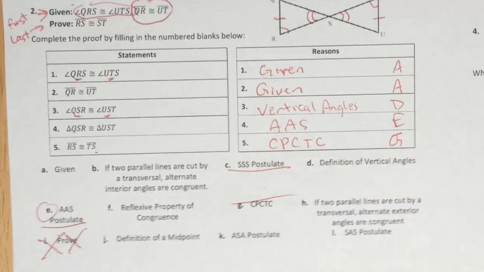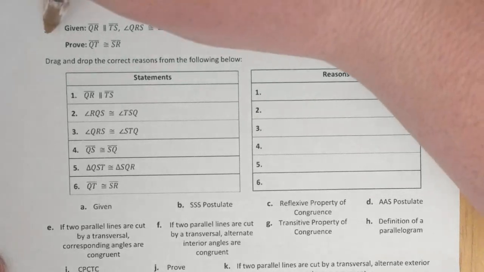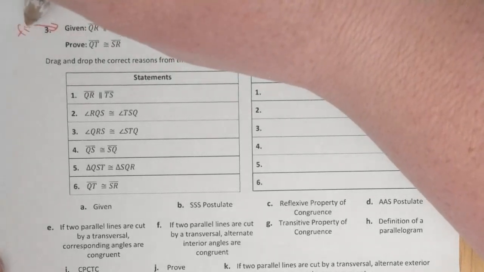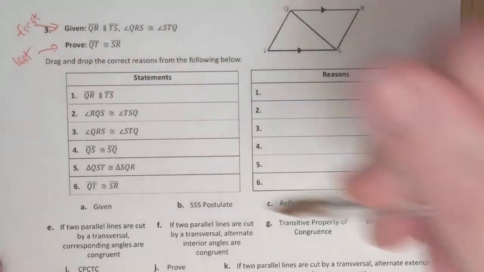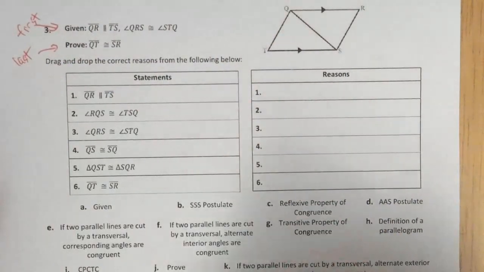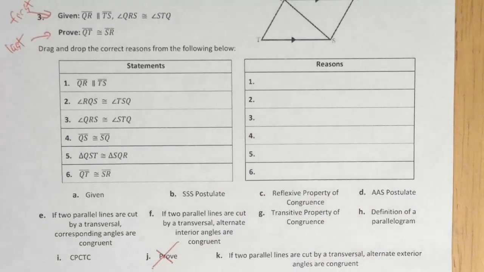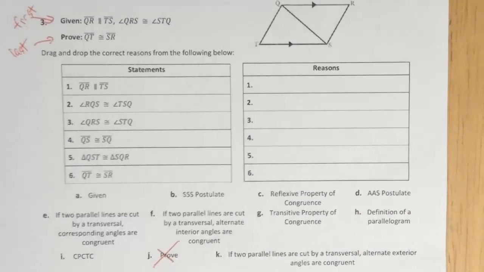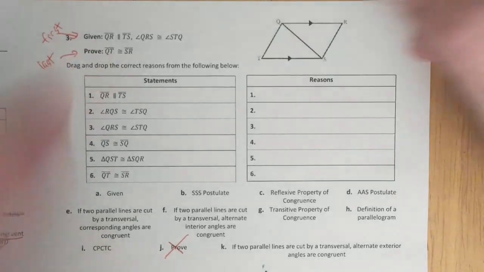All right, number 3. So once again, fake it till you make it. This is always the first thing you do. And this is always the last thing you do. And remember, prove is never a reason. That will never, ever be a reason. It's like, why are these equal? Because. All right, so this one, we're just going to mark stuff.